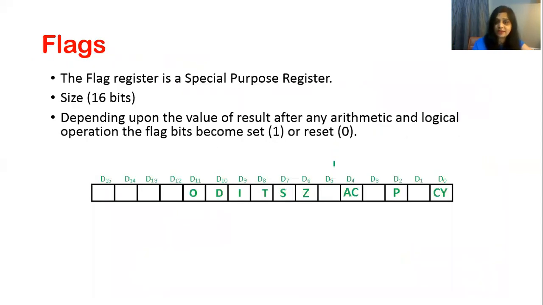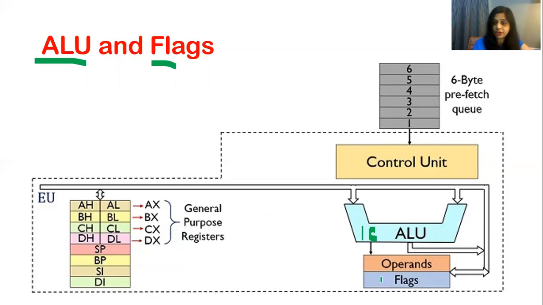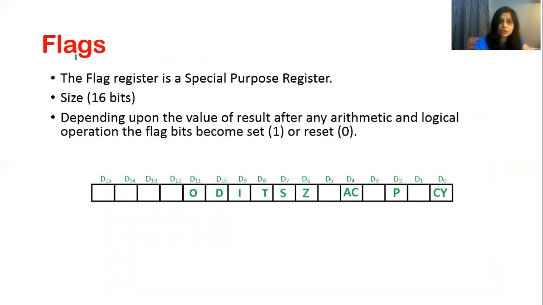Now there are flags. Below the arithmetic and logical unit, you can see that there are flags. What is the flag register? It is a special purpose register, and its size is 16 bits, D0 to D15. Depending on the value of the result after an arithmetic or logical operation, the flags in this register will be set or reset.